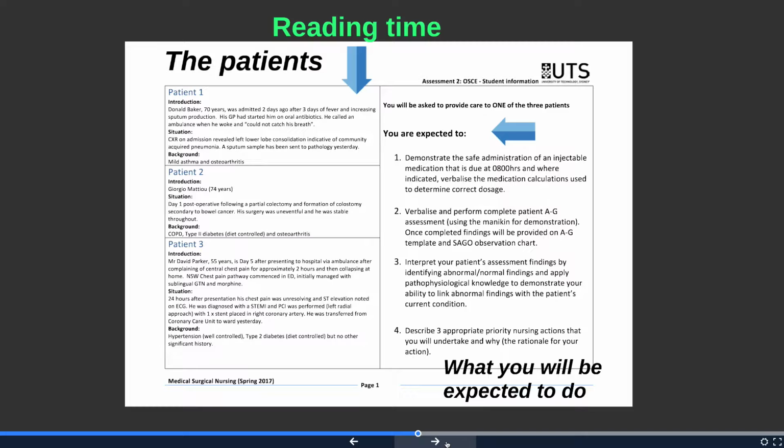Then you will need to take this information and let the marker know what is normal and abnormal in those findings. Your marker will then ask you to apply your pathophysiological knowledge to demonstrate your ability to link these abnormal findings with the patient's current condition. What that means is your marker will be looking for your ability to say what is happening in your patient's body to produce these abnormal signs and symptoms.